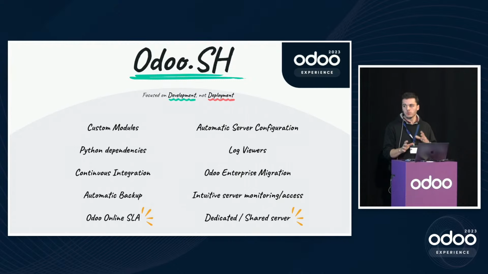Lastly, which is not about the way to handle it but some nice notes, is that Odoo.sh has the same SLA as Odoo Online. So what does SLA mean? Basically, it just means that it has the same uptime and recovery time as Odoo Online. So what is recovery time?